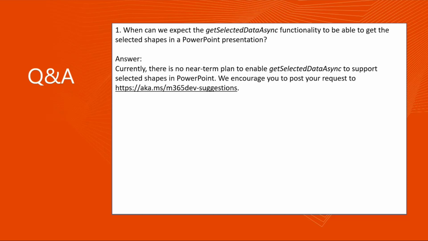So the first question was, when can we expect the getSelectedDataAsync functionality to be applied for shapes in a PowerPoint presentation? Currently, there's no near-term plan to enable that support, but like I mentioned earlier, we have our M365 developer suggestions where you can post your feature requests or upvote ones, and that'll help us prioritize things.